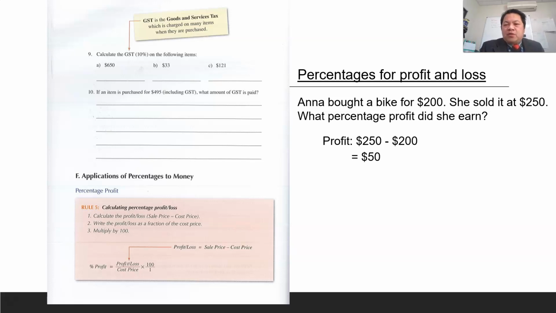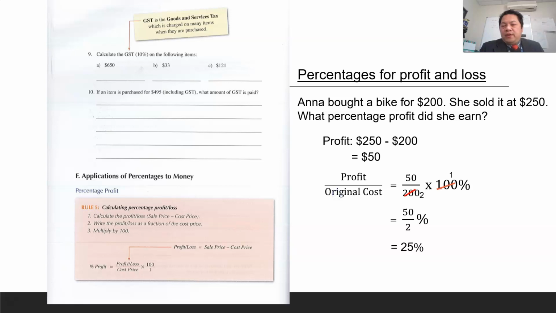So how do you find percentage of profit? It's always profit out of the original cost, okay? Then you times 100%. So that's how you get 50 out of 200, which you simplify, you get 25%. That's a good profit, isn't it?